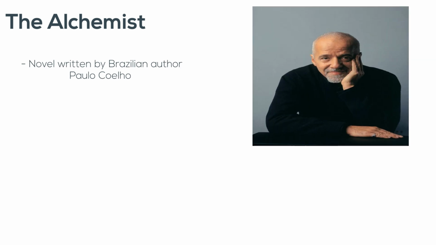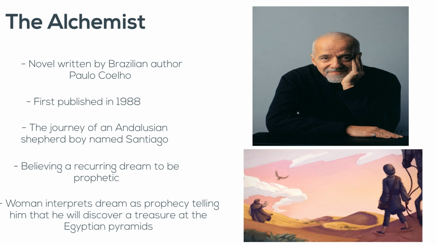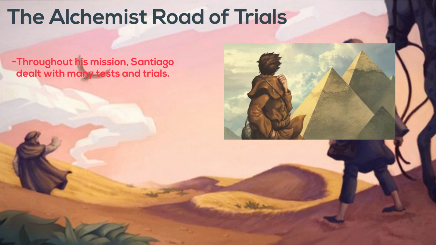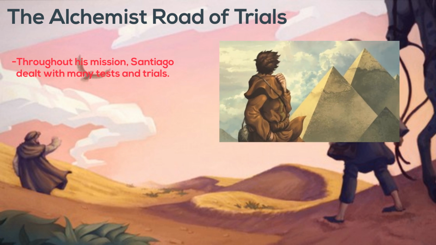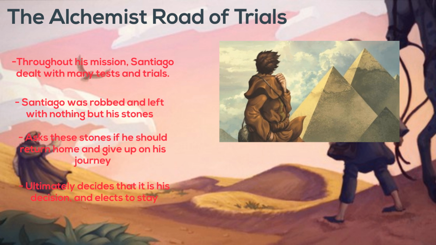The Alchemist is a novel written by Brazilian author Paulo Coelho that was first published in 1988. The Alchemist follows the journey of an Andalusian shepherd boy named Santiago, believing a recurring dream to be prophetic. A woman interprets the dream as a prophecy, telling the boy that he will discover a treasure at the Egyptian pyramids. Throughout his mission, Santiago dealt with many tests and trials. It began in Tangier. Santiago was robbed and left with nothing but his stones. He asked these stones if he should return home and give up on his journey, but ultimately decides that it is his decision and elects to stay.